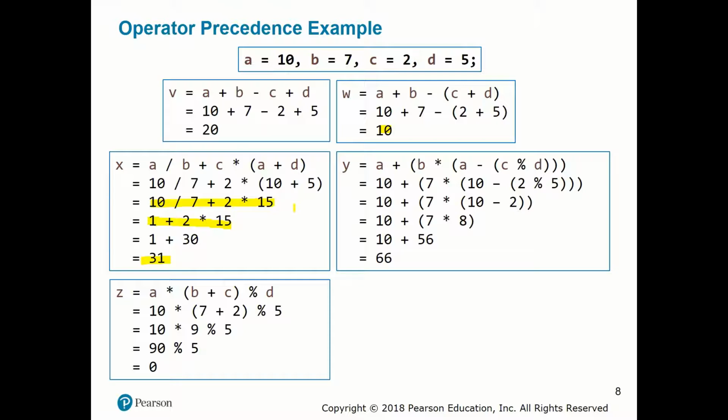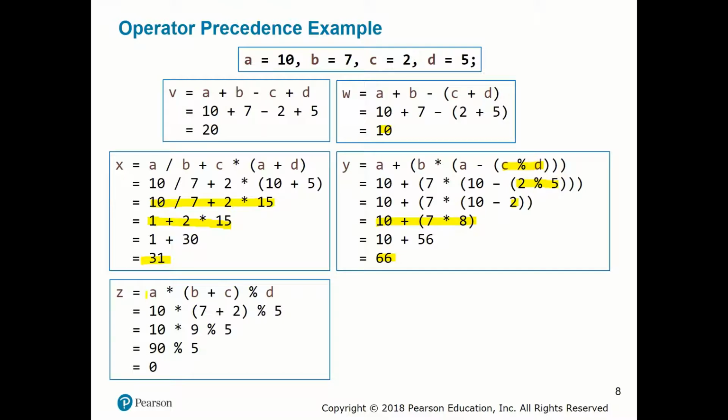And about this expression, there are nested parentheses. So the innermost parentheses should be evaluated first. So this is the first part to be evaluated. This is the remainder of 2 divided by 5, which is 2. Okay, so 10 plus 7 times 10 minus 2, and we can simplify this. 10 plus 7 times, this becomes 8. So we can simplify like this, and this becomes 10 plus 56. So 66 is the answer.